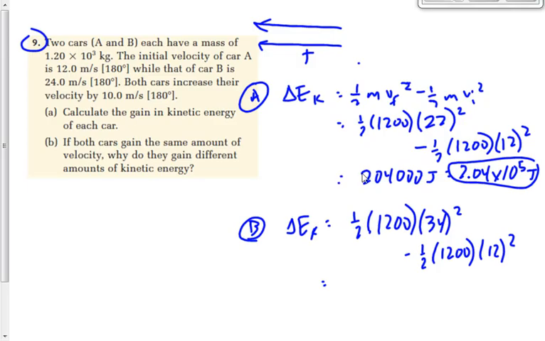Figure that one out too. We get 607,200, which is 6.07 times 10 to the 5 joules. Okay, let's answer question B.